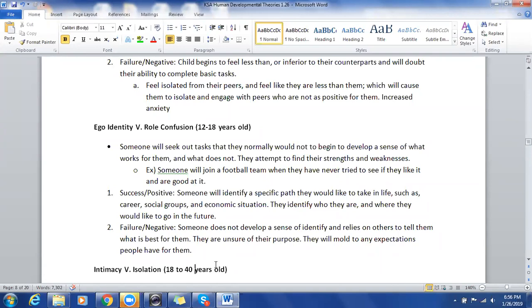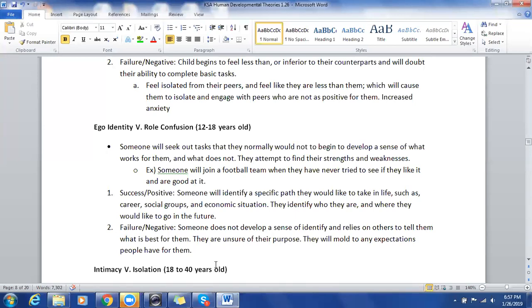So for example, let's say we have a kid that wants to start playing football. They play it and they're actually not really good at it, so they stop playing it. Or conversely, they play it, they're really good at it, so they're like, wow, I want to be a football player the rest of my life. So success here is when someone will identify a specific path of interest and they will get an idea of what type of career, social group, economic situation that they want to strive for.